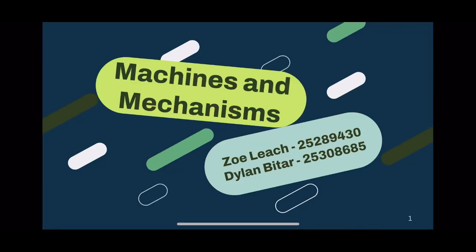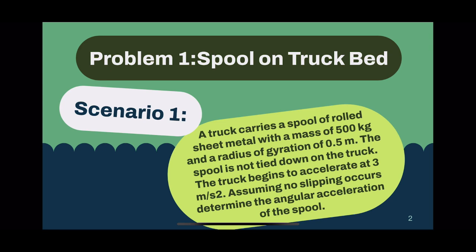Hello. This presentation will unpack problem 1 within the mini project. This problem is about a spool of sheet metal which rolls along a truck. We look at different parameters which affect this in order to evaluate the angular acceleration of the spool.